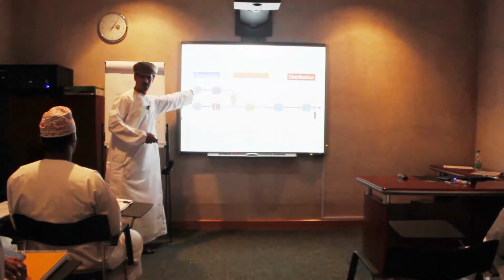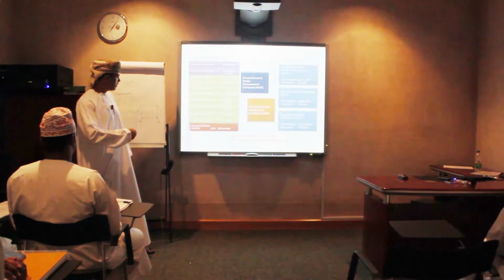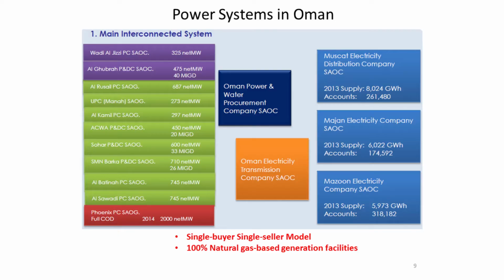These are normally private sector companies. And this is the current existing market. We have the main interconnected system of Oman. 2 power plants are owned by the government only. The remaining 9 power plants are owned by the private sector. So these are the generation companies. Rusail power plant was owned by the government earlier, but it was sold to the private sector.